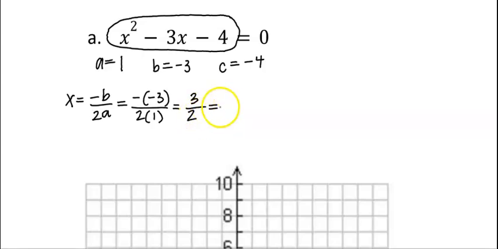The opposite of negative 3 is positive 3, and then 2 times 1 is 2. You can leave that as a fraction, 3 over 2, but since we're trying to graph this, I would probably suggest making it a mixed number, or a decimal in this case would be fine, because it's exactly 1.5. That's where your axis of symmetry is. X equals 1.5.